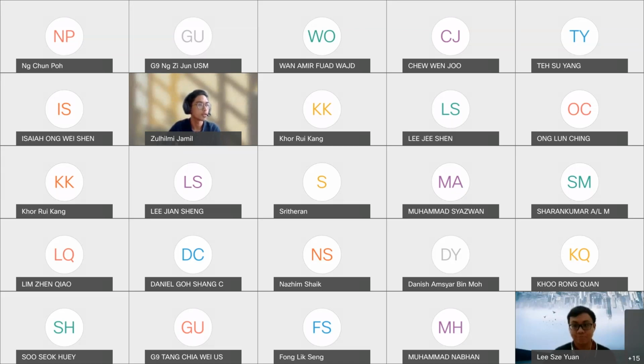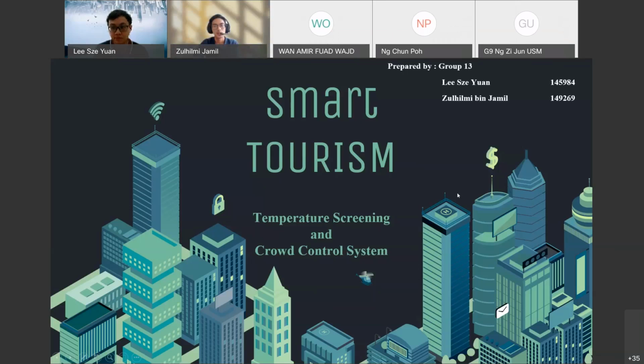Doctor, can you see our screen? Yes, please proceed. Very good morning, and a very good afternoon to our fellow friends and our lecturer, Dr. Wan Amir Fuad. Today we're from Group 13. Me and my group member are going to present our system for smart tourism. The title of our mini project is Temperature Screening and Crowd Control System.